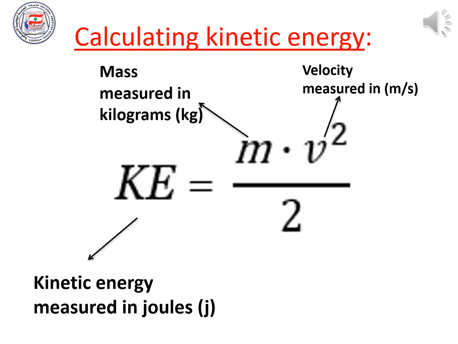Calculating kinetic energy. To calculate kinetic energy, we use the equation shown in front of you. Kinetic energy is equal to mass times velocity squared over 2. Kinetic energy is measured in joules, mass is measured in kilograms, and velocity is measured in meters per second.